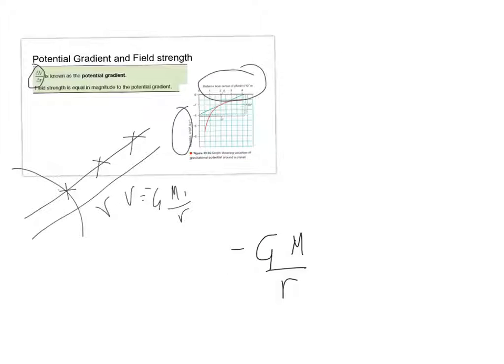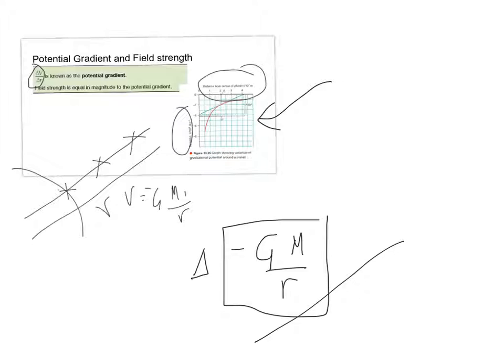Now, why is it interesting and important to work out the potential gradient? Well, by working out the gradient of this graph, what we're doing is dividing a change in potential by a change in r. But of course, this change in potential is equivalent to a change of r here as well. So this should be change in r. What does that give us? The following.